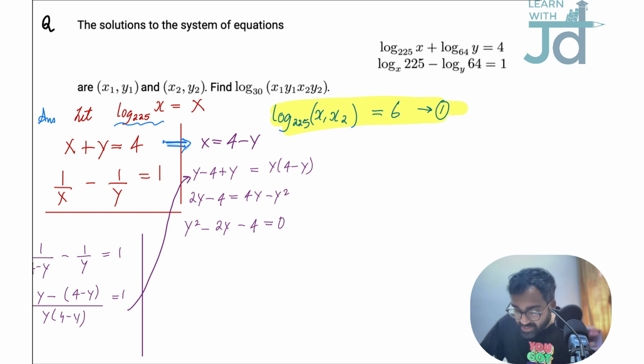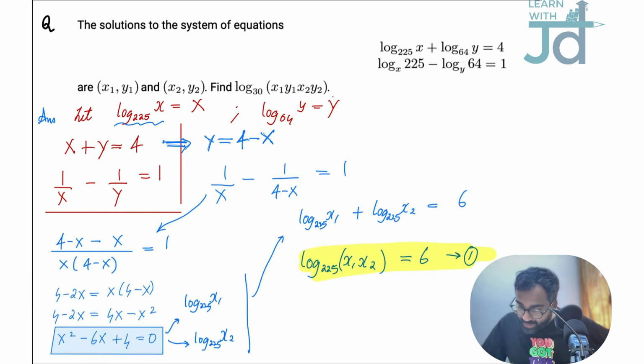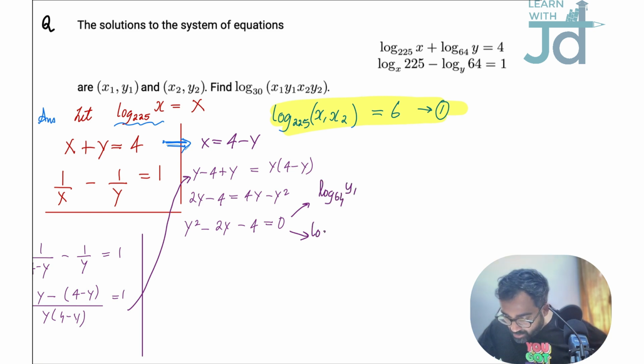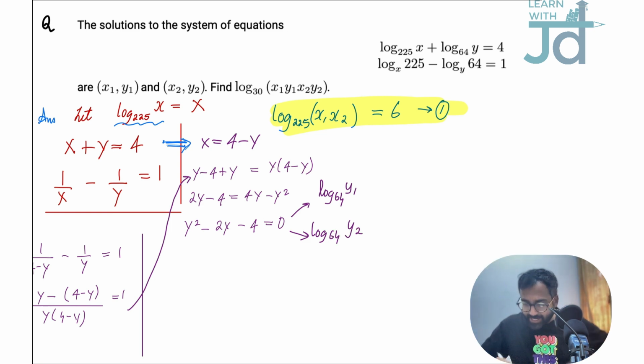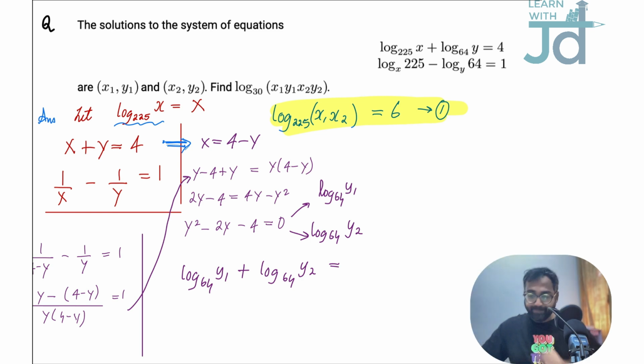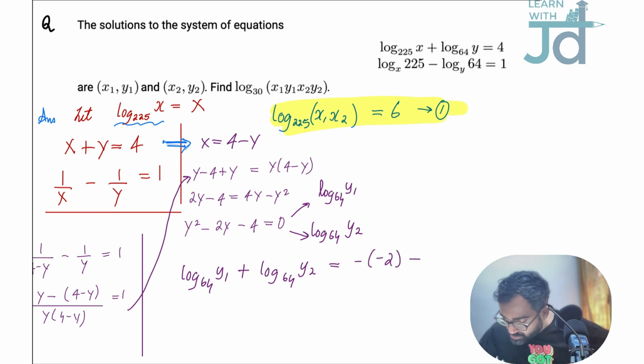So now the roots of these two equations will be, see now you know, I have taken capital Y as log y to the base 64. So here the roots will become log y1 to the base 64 and log y2 to the base 64. Same method as before, just add it up. So the sum of the two roots is log y1 to the base 64 plus log y2 to the base 64. What is the sum of the roots? Minus b by a. So minus of minus 2 is 2.